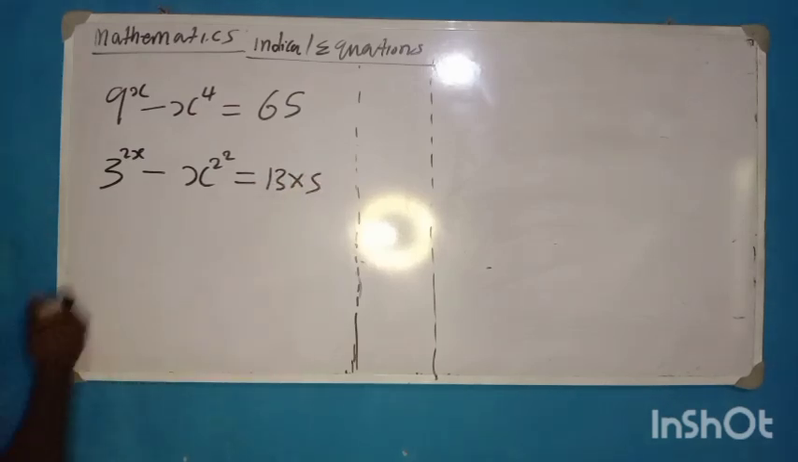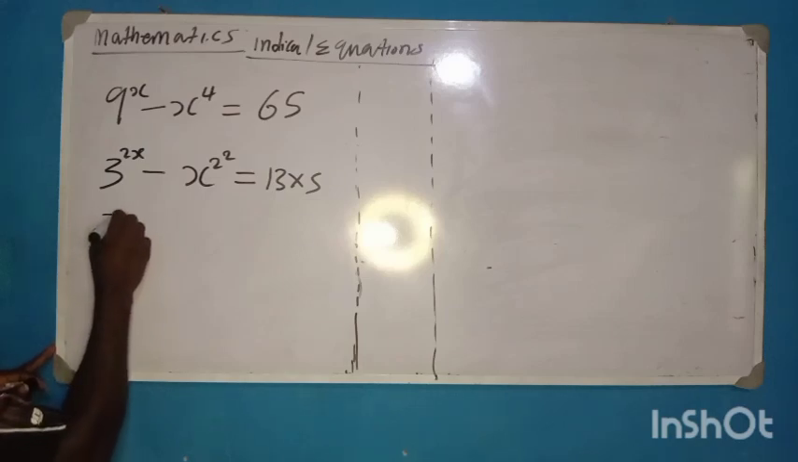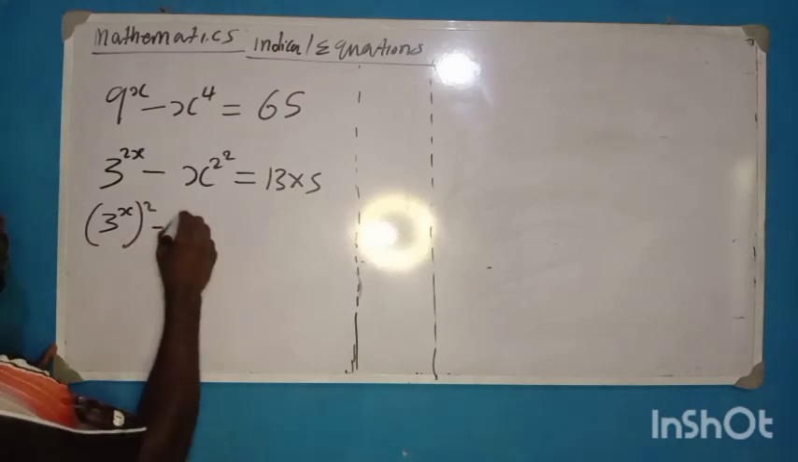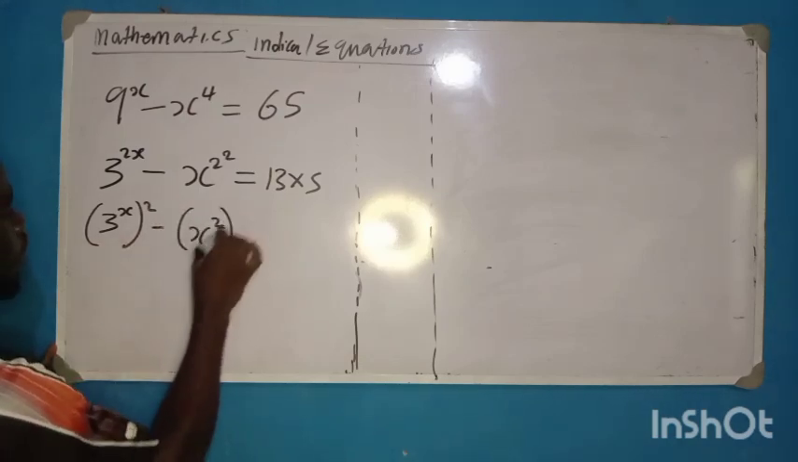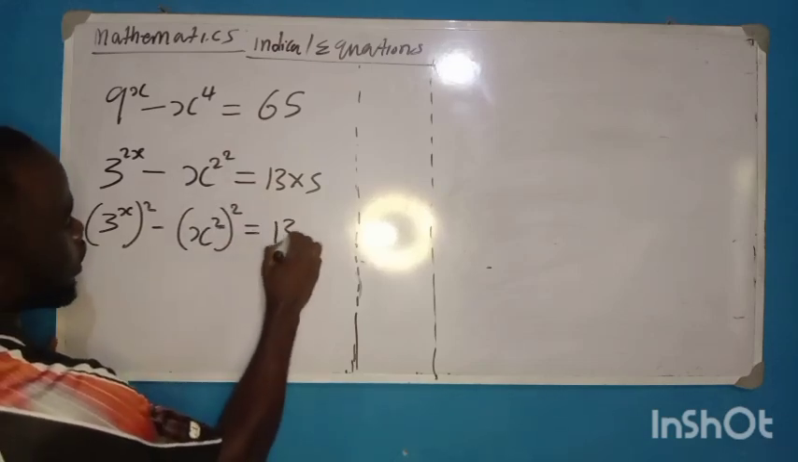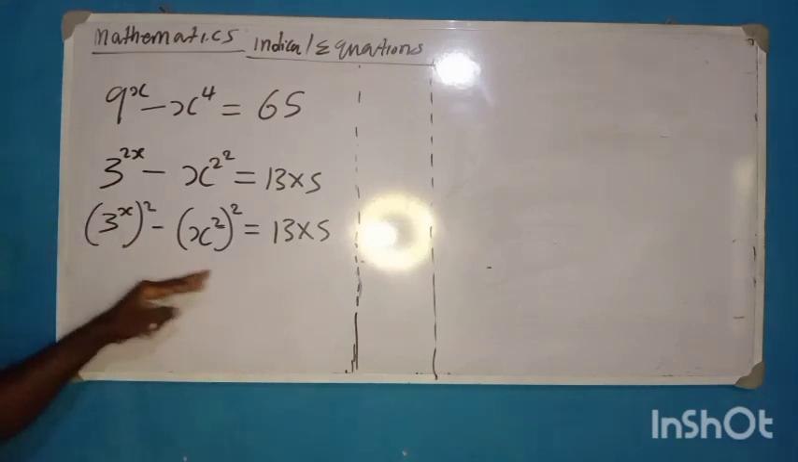So from here, let's rearrange this. We can rearrange this as 3 to the power of x squared, squared, minus x squared, raised to the square, equals 13 multiplied by 5. Now, what do you notice from here? We have the difference of two squares. So let us apply the principle of difference of two squares.